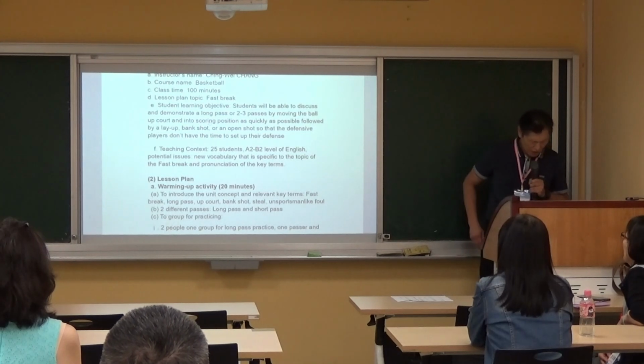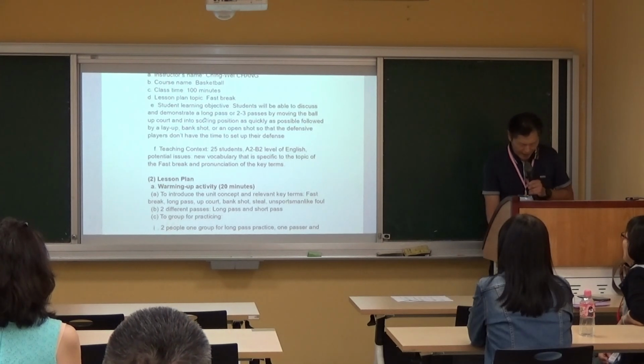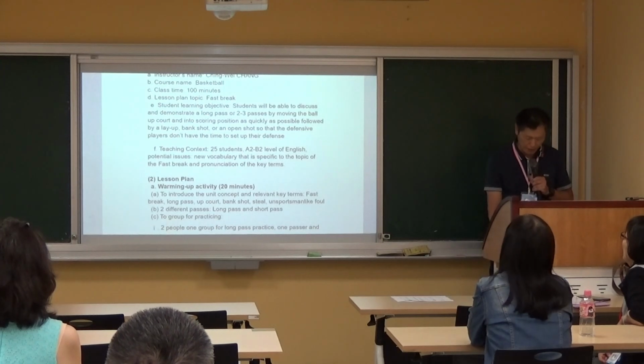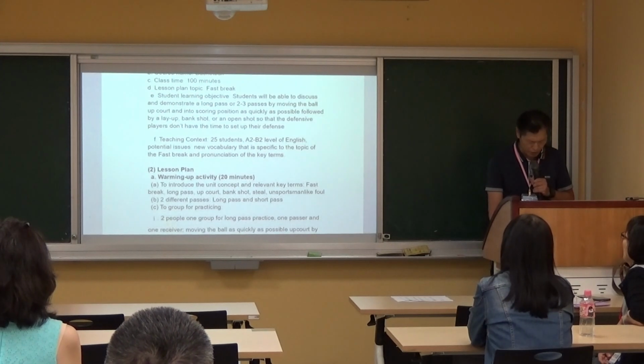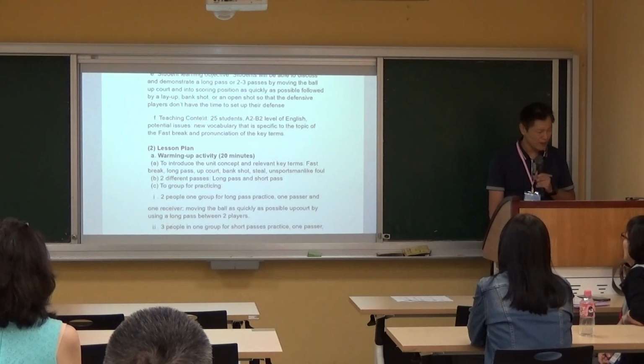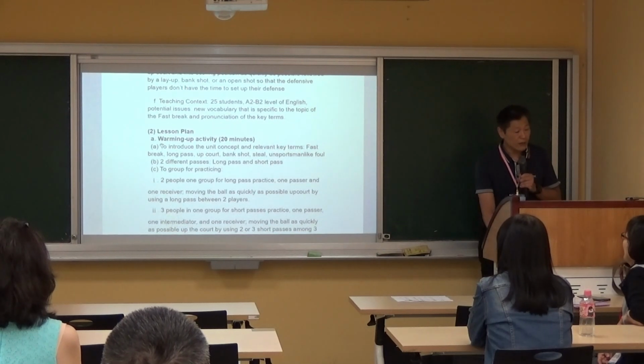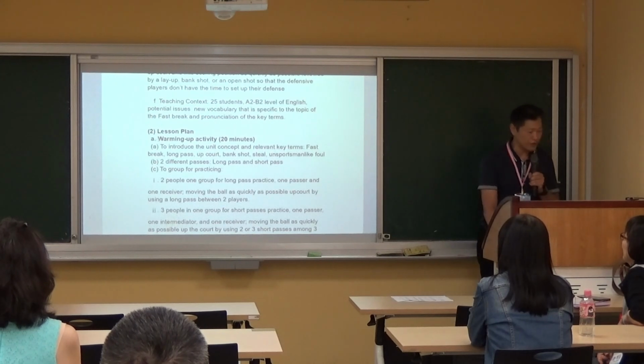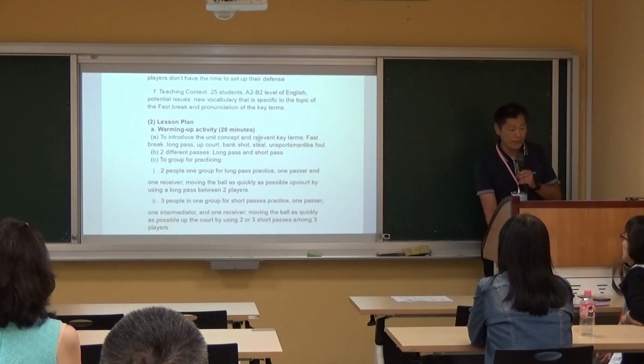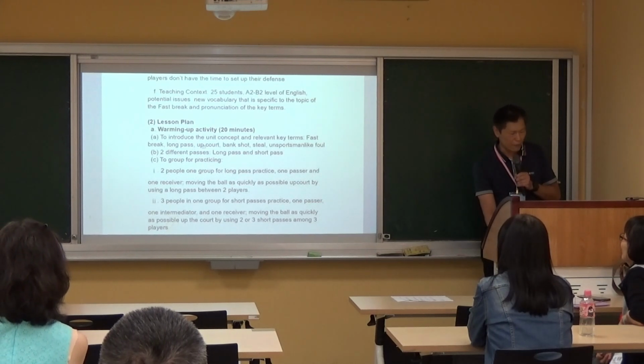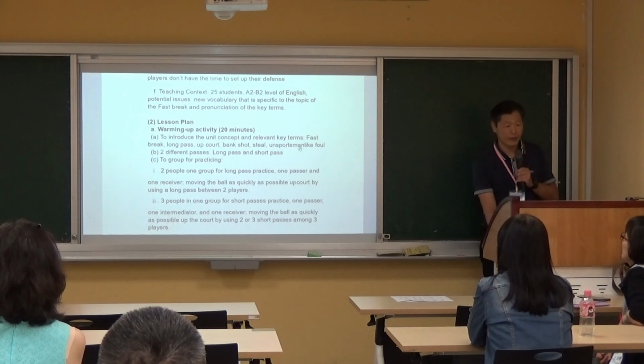And second, the course becomes more structured by adding unit concept, relevant key terms, and student communication components. So as you can see, there are 5 parts. First part, warm-up activities. So introduce unit concept and relevant key terms about fast break, right? So we have long pass, upward, bank shot, steal, sportsmanlike foul. Okay?